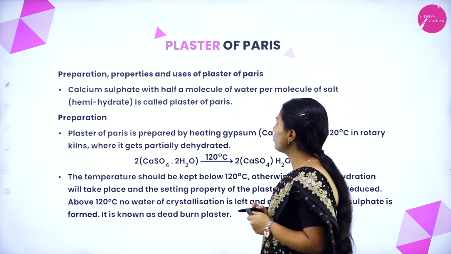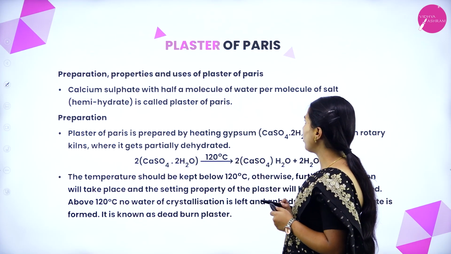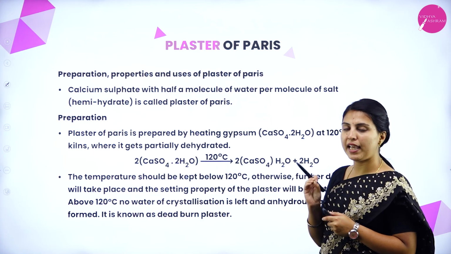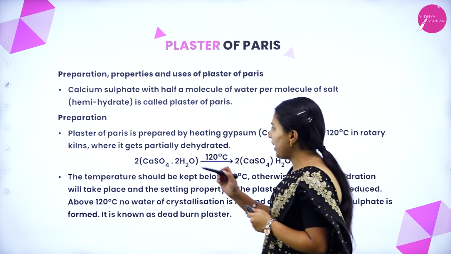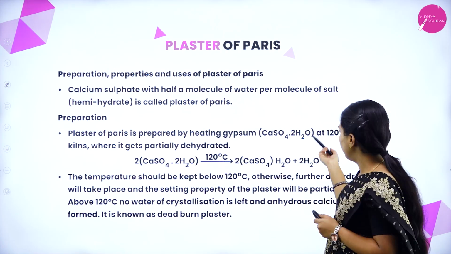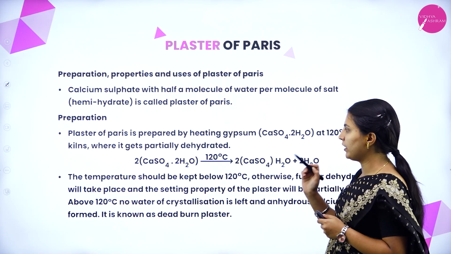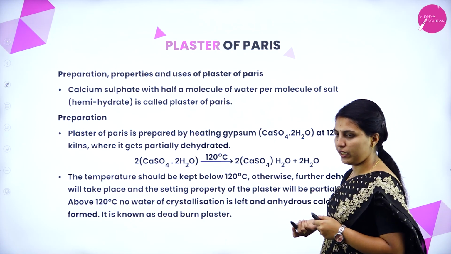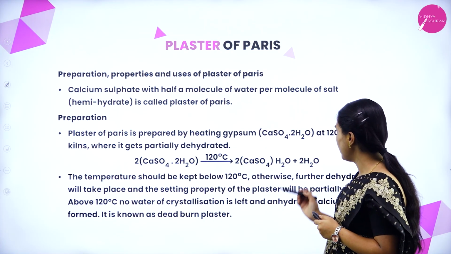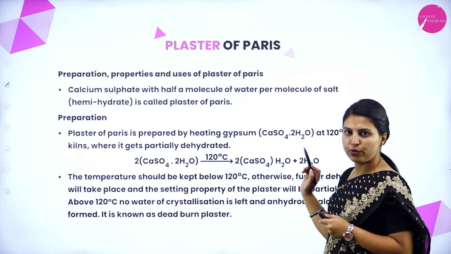Preparation, properties and uses of plaster of Paris. Calcium sulfate with half a molecule of water per molecule of salt is called plaster of Paris, meaning hemihydrate. Preparation: plaster of Paris is prepared by heating gypsum, that is calcium sulfate dihydrate, at 120 degrees Celsius in rotary kilns, where it gets partially dehydrated. See here, this is calcium sulfate dihydrate. At 120 degrees Celsius, it forms calcium sulfate hemihydrate, with 1.5 molecules of water removed.